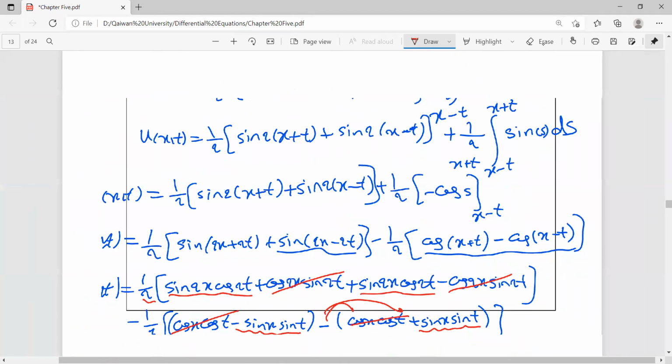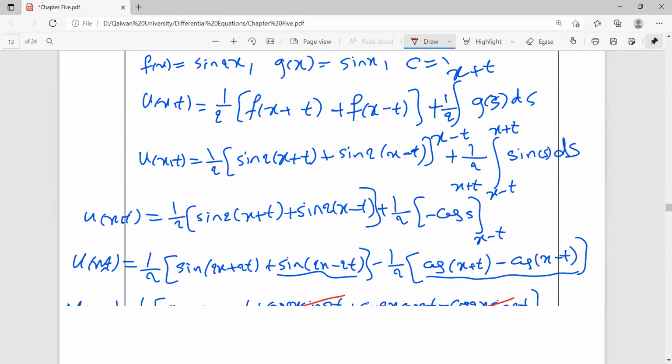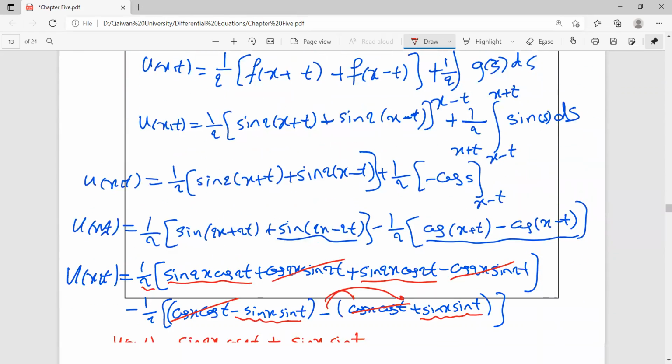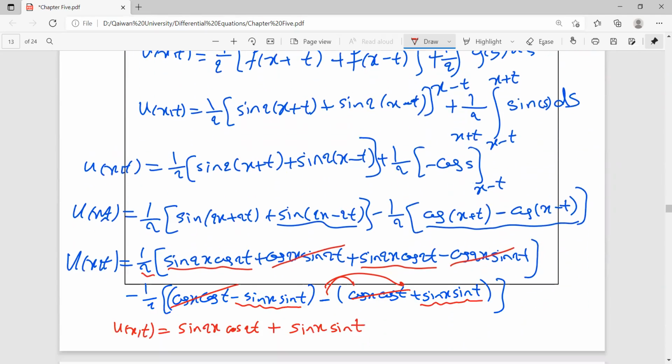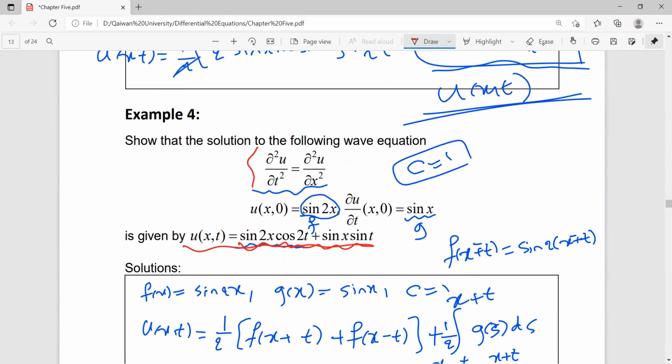And let's compare with the given solution. As you see, we get the same result as given above. So that means we showed that the solution for this partial differential equation is given by this formula. Okay, so that's all. This is how to use the D'Alembert method for solving wave equations.